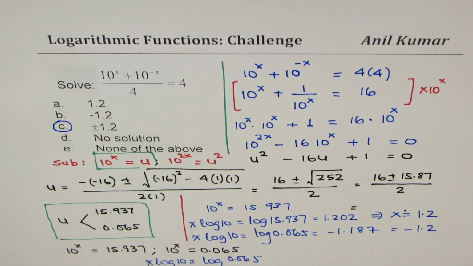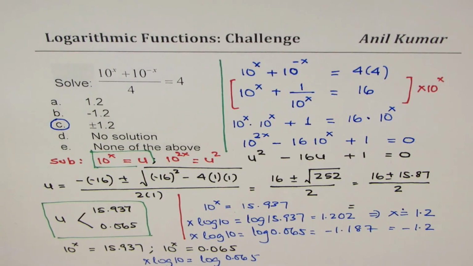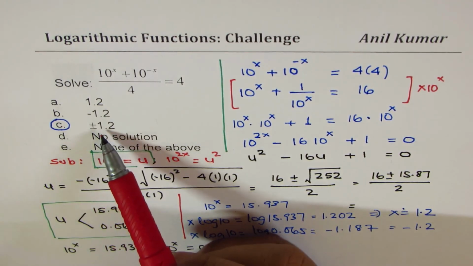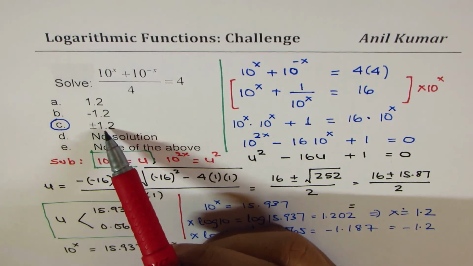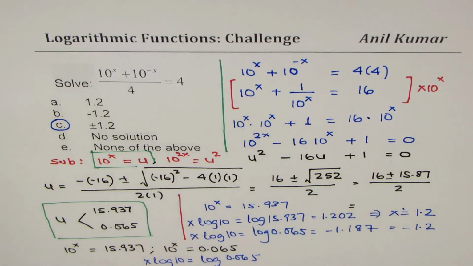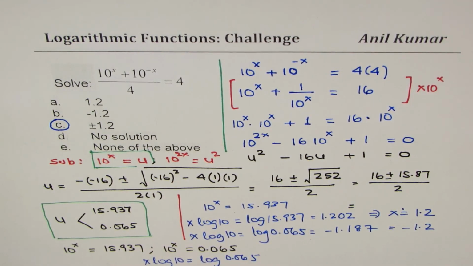So I hope the steps are absolutely clear. There is a possibility that at times we may get two solutions for such equations. Since it is a multiple choice question, you could have substituted these values just to check whether you get the answer or not. But the idea here is to understand how to really solve it.